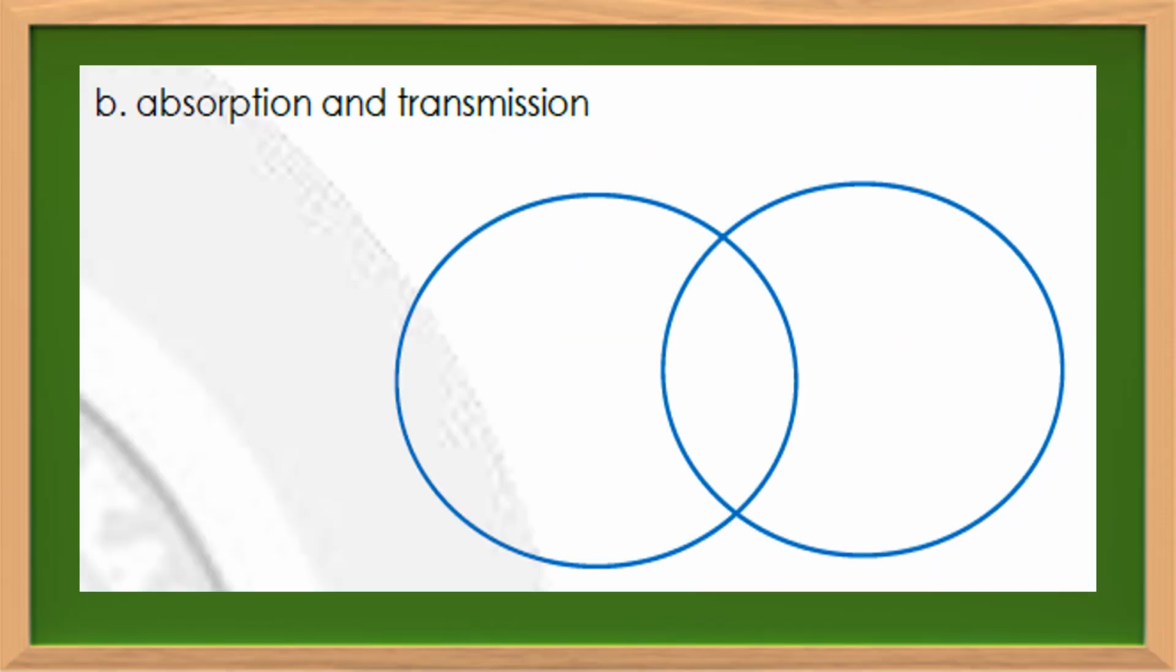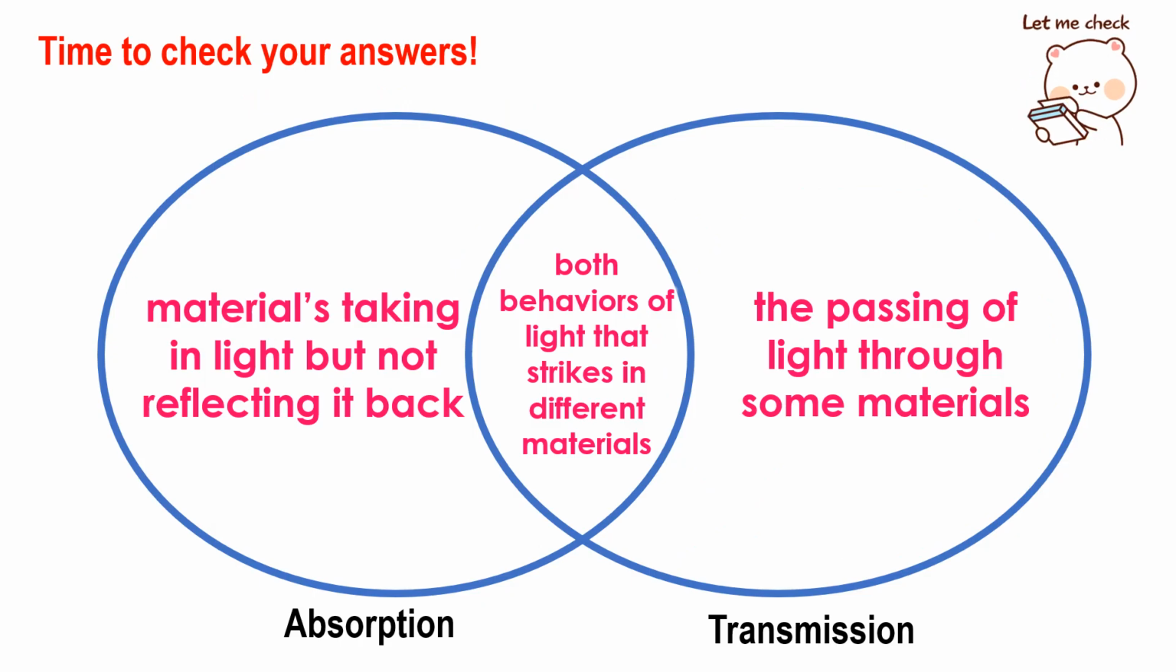B. Absorption and transmission. Let's check your answer. Absorption and transmission are both behaviors of light that strikes different materials. When we say absorption, the material takes in light but does not reflect it back, while transmission is the passing of light through some materials.